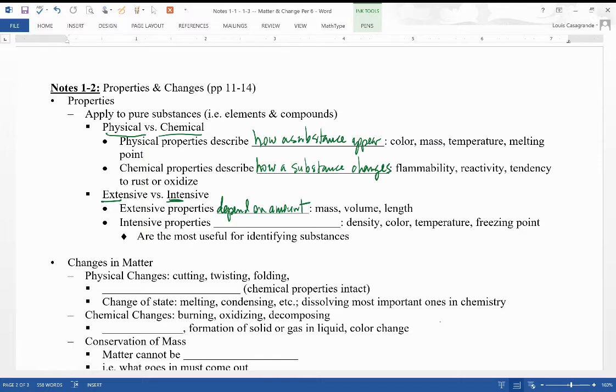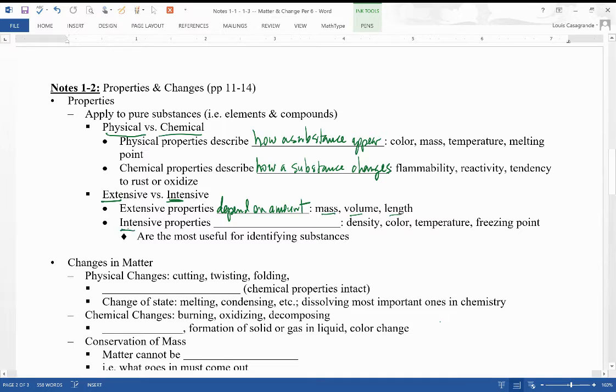So mass, volume, length, these are things that depend on the amount, but they're not very good for differentiating. I can tell you I have a kilogram of something, and that really doesn't tell you anything about it. Or something is 3 meters long. Again, that doesn't tell you anything really about the material. Although quantitatively, when we start making measurements and demonstrating things like the conservation of mass, these extensive properties are going to be important.